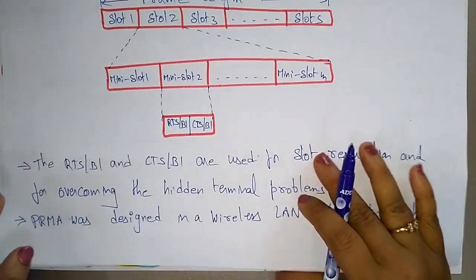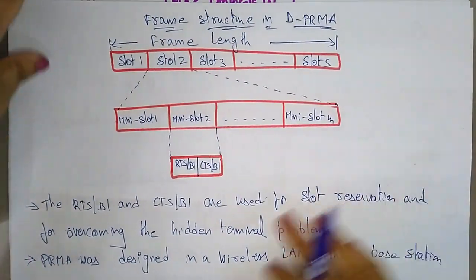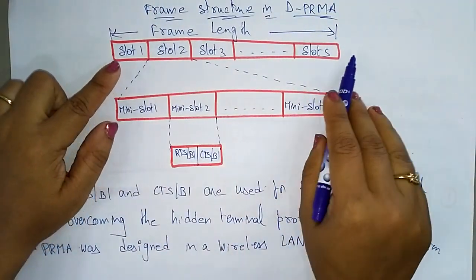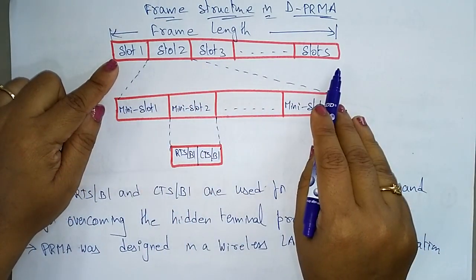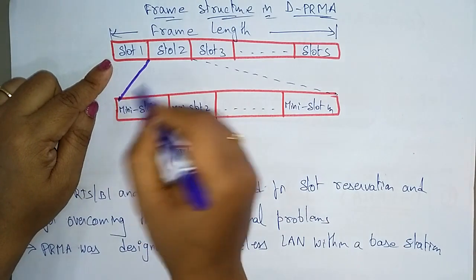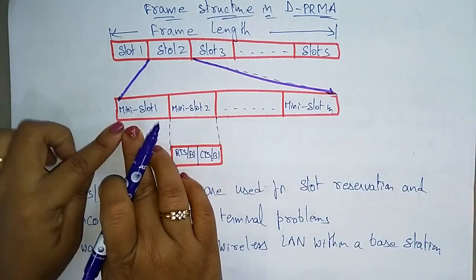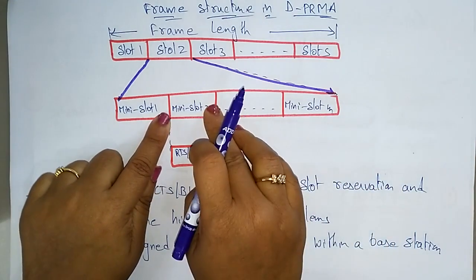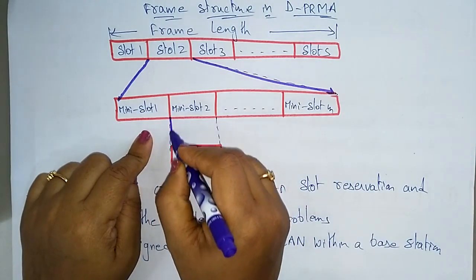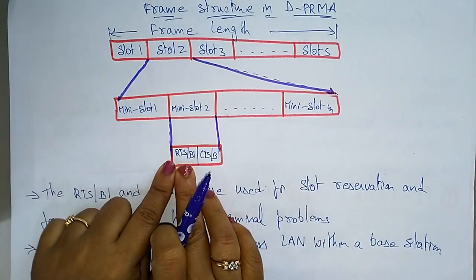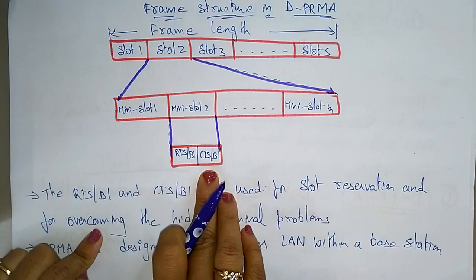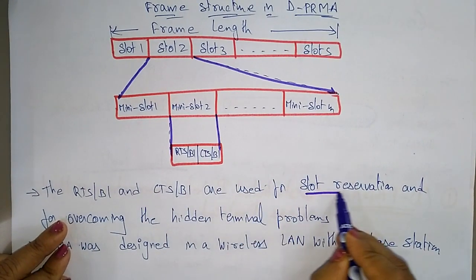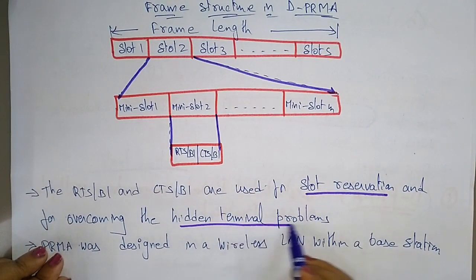So see here the frame structure of a distributed PRMA. Here the complete frame is divided into S slots, slot 1, slot 2 up to S slots. Whatever slot we want to send, that slot is again divided into mini slots, mini slot 1, mini slot 2 up to M slots. Whatever slot is selected to be sent, its mini slot sends the request to send BI and the clear to send BI. These are used for slot reservations and for overcoming the hidden terminal problems.